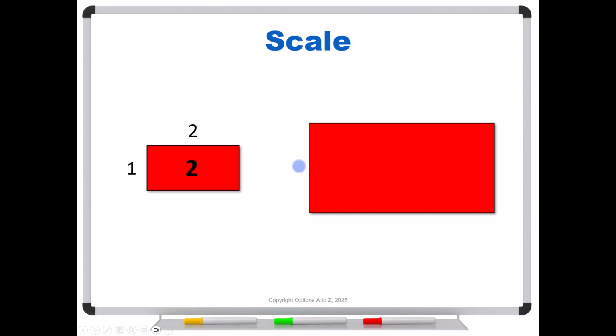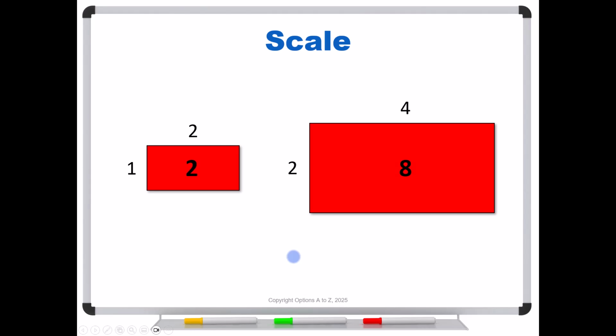The vertical distance here is now 2, but the horizontal is now 4. See, I doubled the vertical distance, but I also had to double the horizontal. So now the area is 2 times 4, or 8. So you can see that going from the first rectangle to the second is an increase of 4 times the area, even though we only doubled the size of the rectangle.